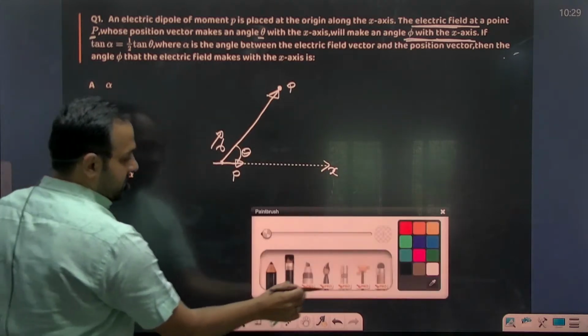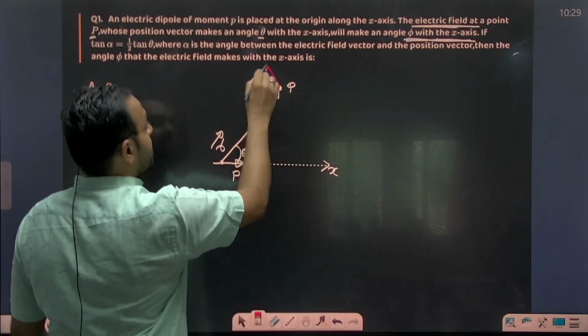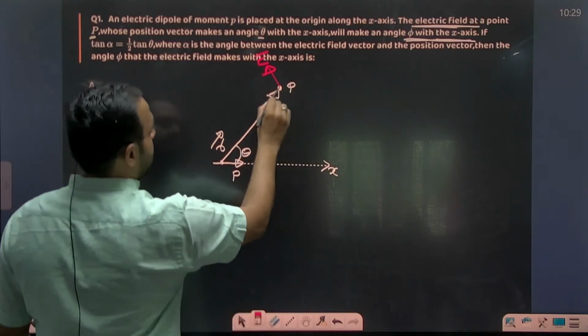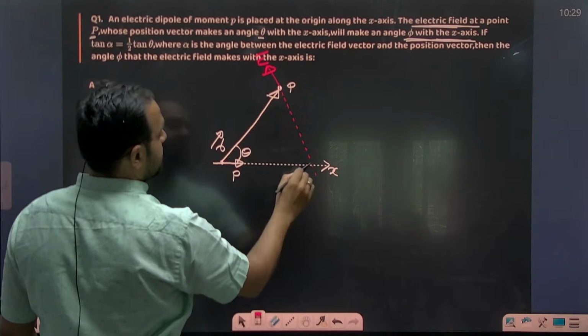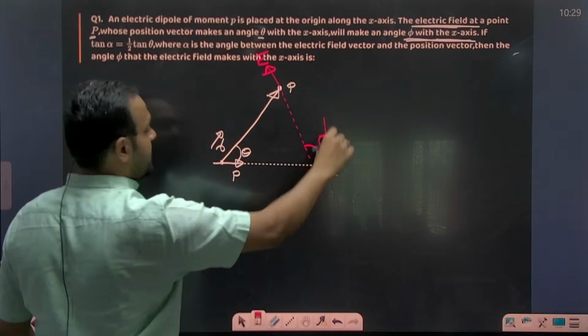So how do you draw the electric field at this point? The net electric field is something like this. Let's say, okay, this is making an angle of phi. Then extend it. So this is the angle which it is making with the x-axis. This angle is given as phi.